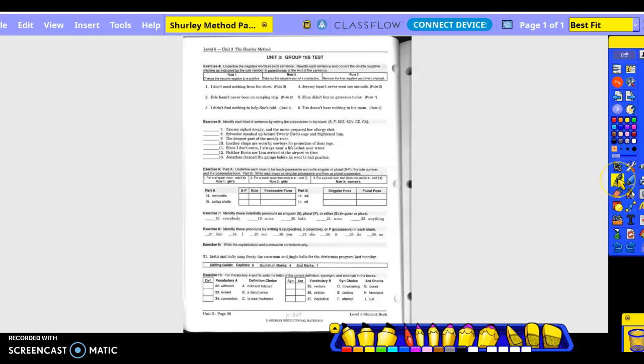So, in men's belt, what is the noun that we need to make possessive? Men, right? Okay, is that singular or plural? Plural, so you're going to use rule 2 or 3? Rule 3, because it doesn't end in an S yet, right? Okay, and then so we would say, we spell M-E-N, apostrophe S, belt.